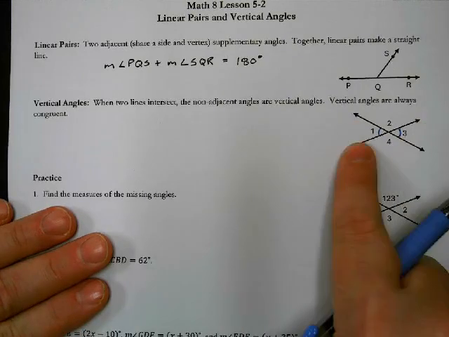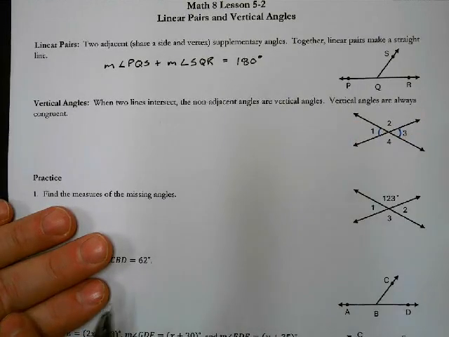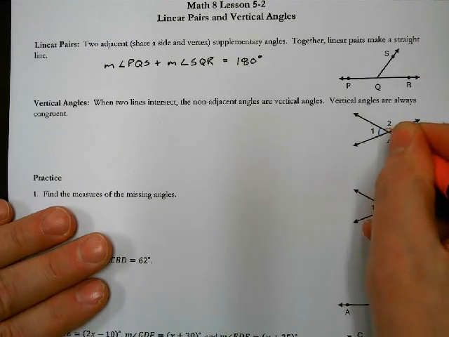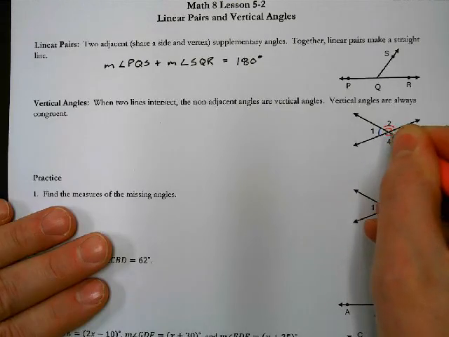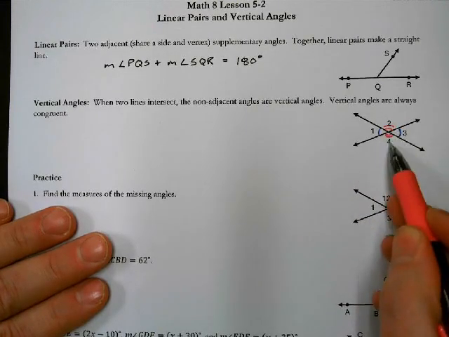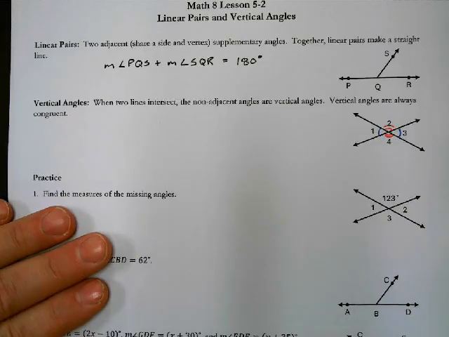So we've got two lines crossing. Angle 1 and angle 3 are non-adjacent, so those are vertical angles. We also have a second pair of vertical angles, angle 2 and angle 4. They are also non-adjacent angles formed when these two lines intersected each other.